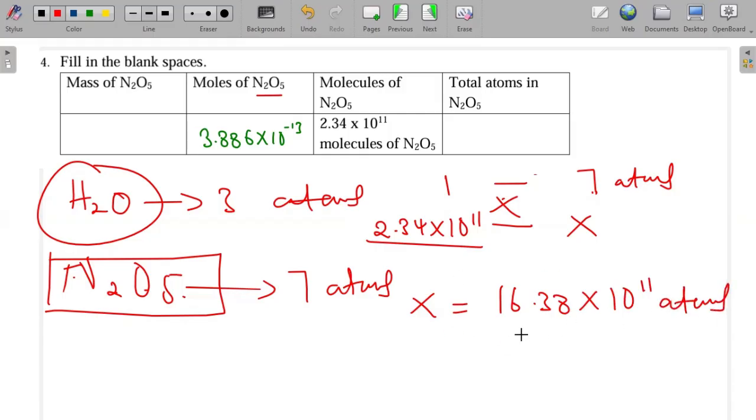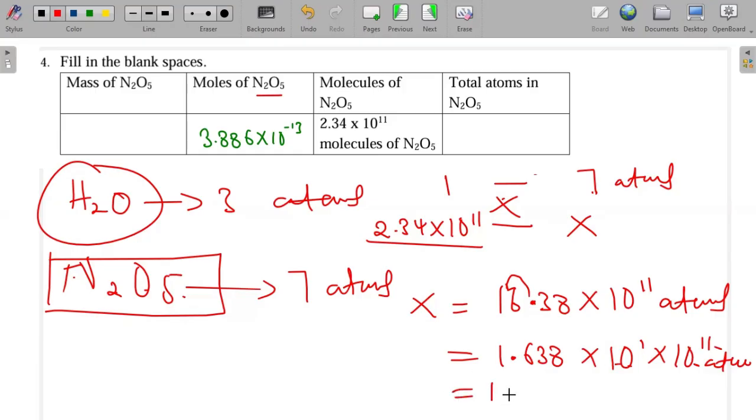Okay, but we want to represent this number in scientific notation. So I'm going to move this decimal point one place to the left. So I have 1.638 times 10 to the power. So here I moved to the left like that. So I have to multiply by 10 to the power positive number of how many times I've moved to the left. So I just moved once. So I'll multiply by 10 to the power 1. And then I also have this one, times 10 to the power 11 atoms. So these ones are the same base. We can add their powers. We get 1.638 times 10 to the power 12 atoms.